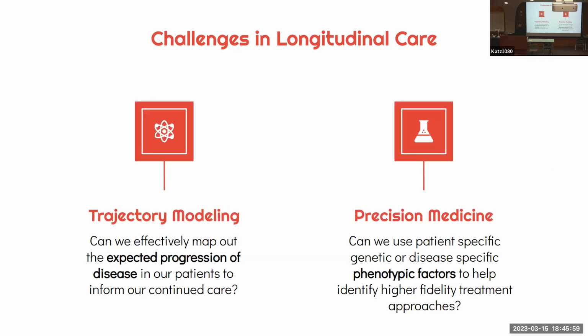Finally, challenges in longitudinal care, two big ones that we're worried about. One is trajectory modeling. Is there a way for us to know where this patient is likely to end up in 5 years? A couple of reasons this is useful, right? Number one, it informs how stringent our interventions are going to be. If we know that someone's going to deteriorate very rapidly, we know to intervene much more aggressively.